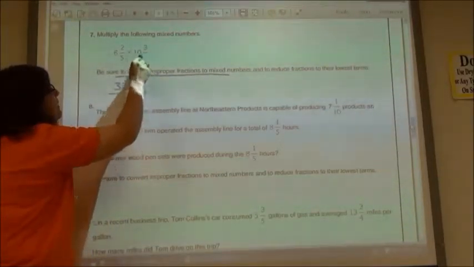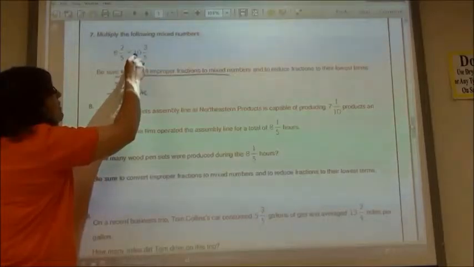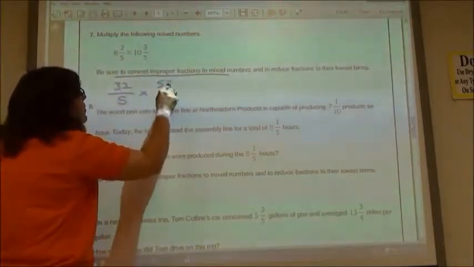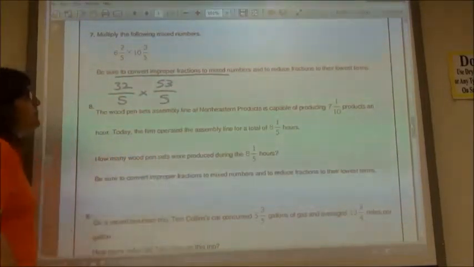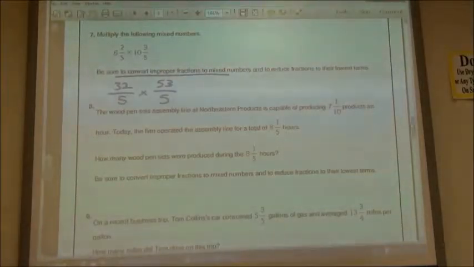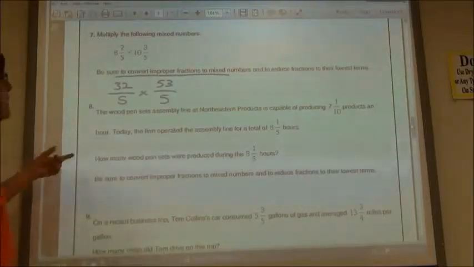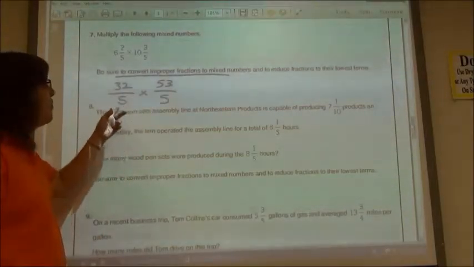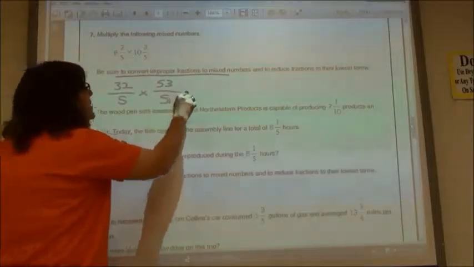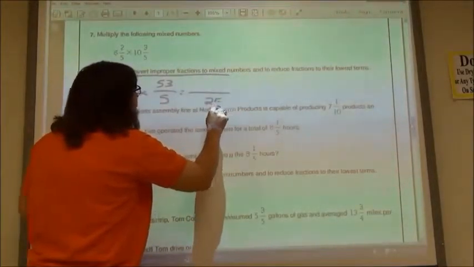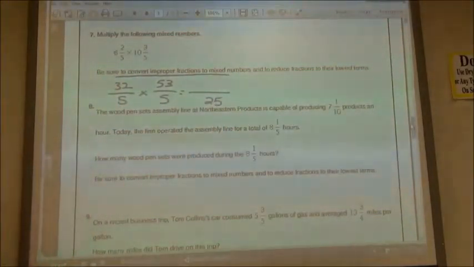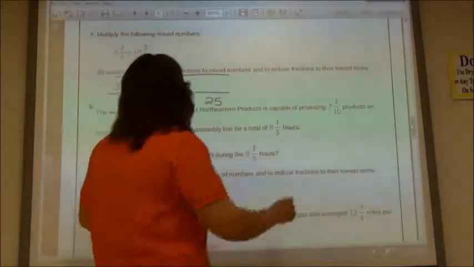Denominator should stay the same, fifths. Times 5 times 10 is 50. 50 plus 3 is 53 fifths. Now, if I could, I would reduce. But I can't reduce 5 with 32 or 5 with 53, so I just have to multiply. 5 times 5 on the bottom, that's easy. That's 25. Otherwise, on the top, I have to take 32 times 53.